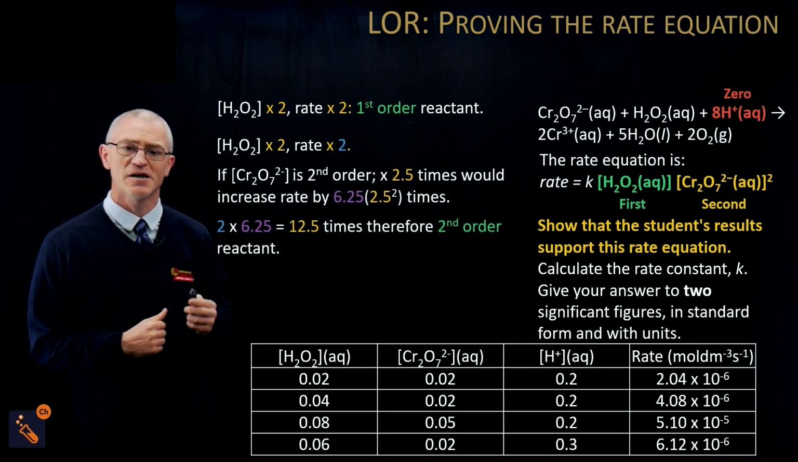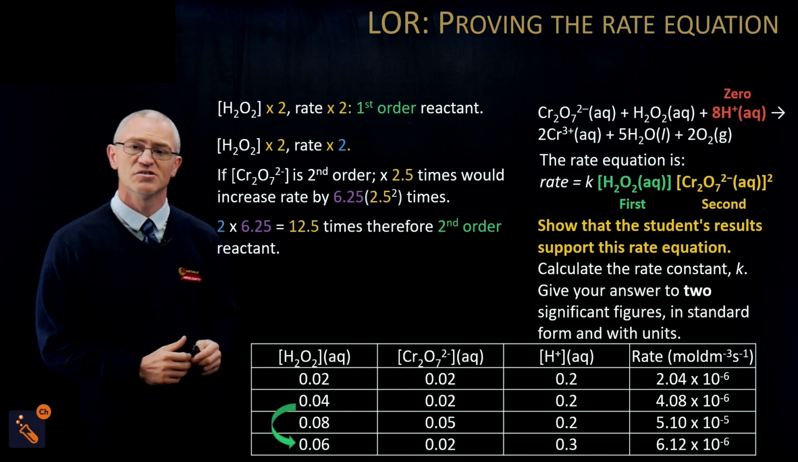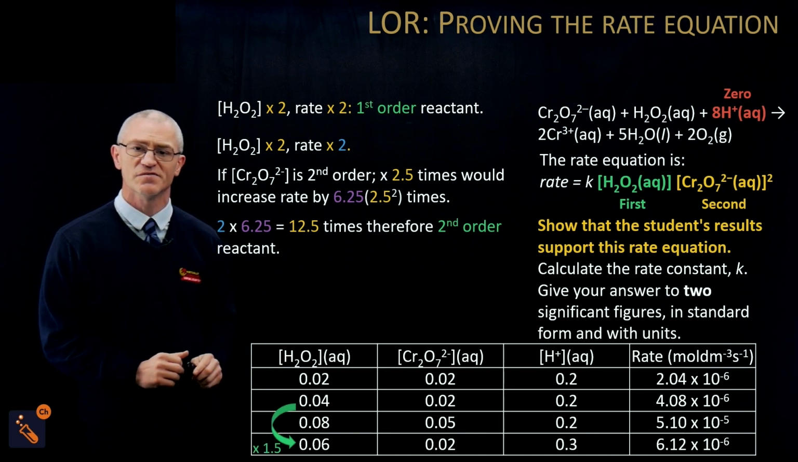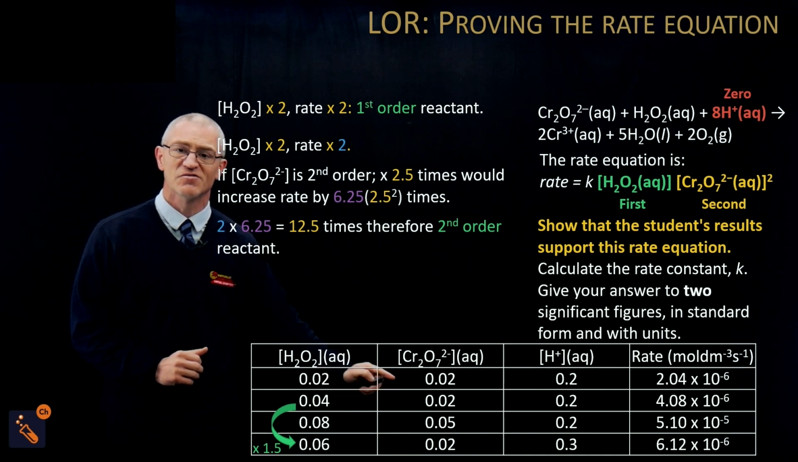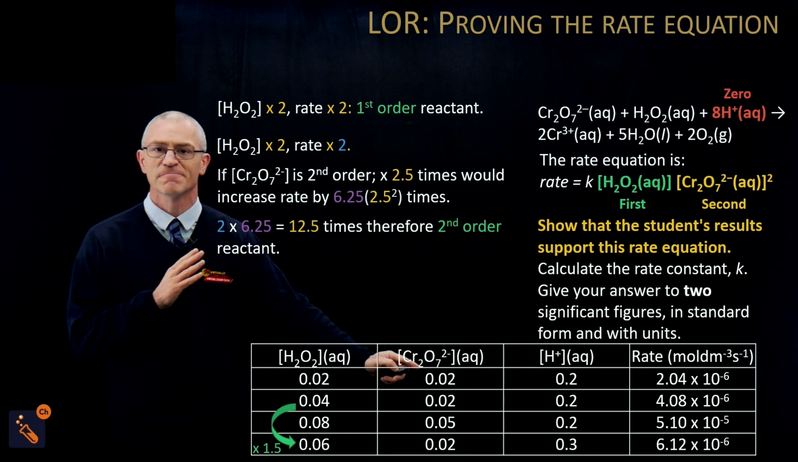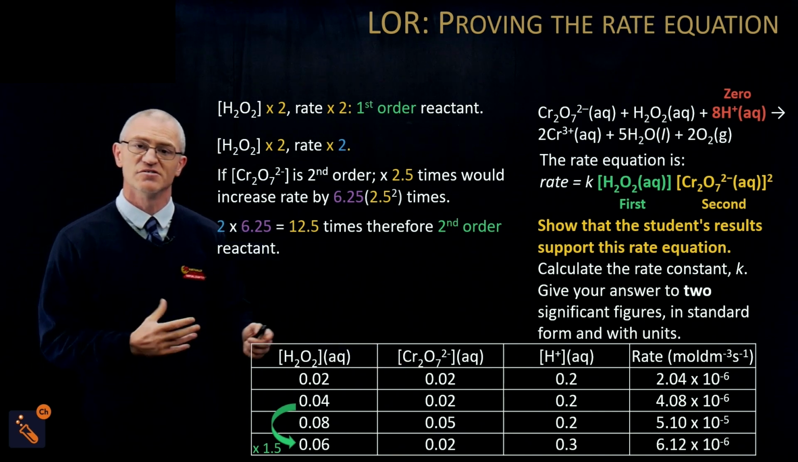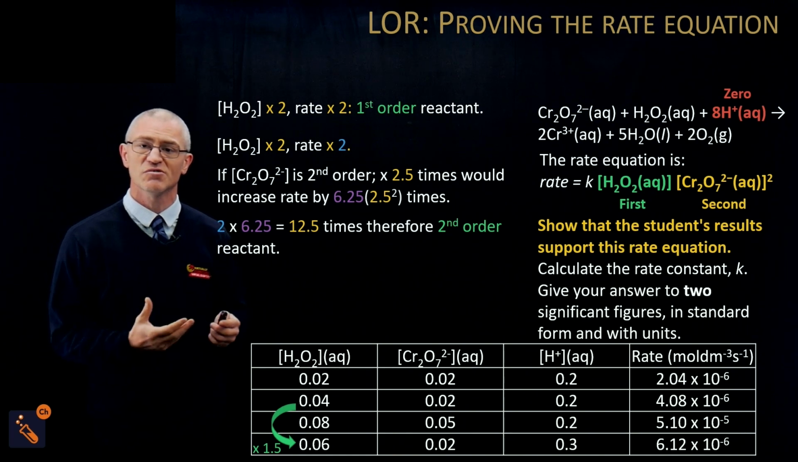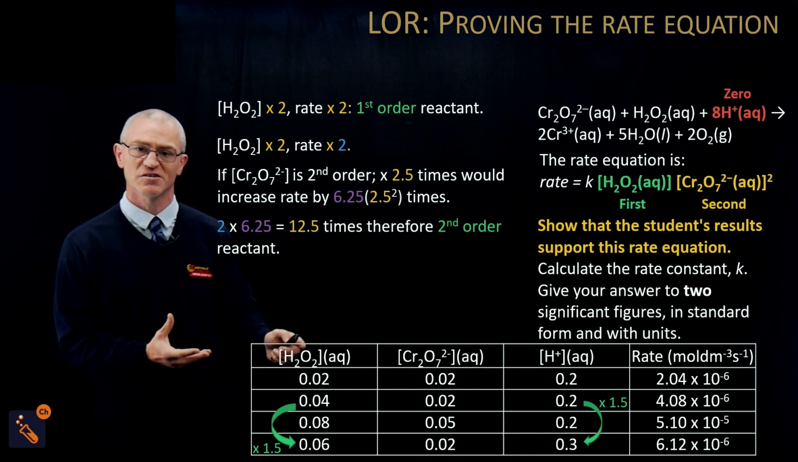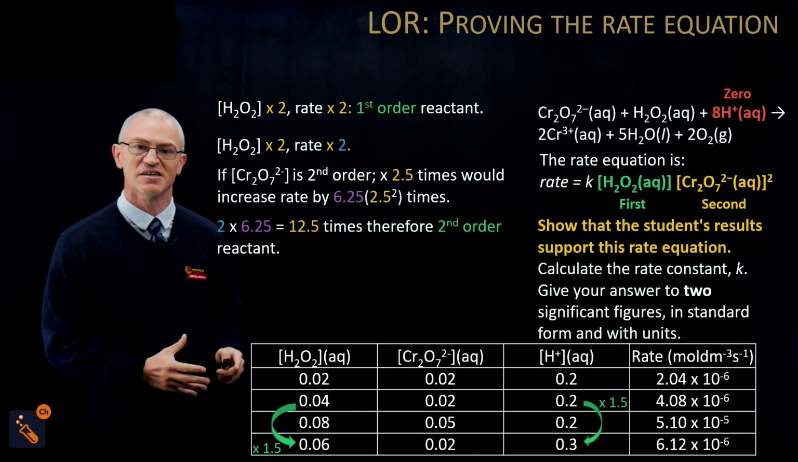So in our H+, we need to compare, for example, going from the second to the fourth. Now, if we're going from the second to the fourth, that's times by 1.5. The reason we've chosen the second and the fourth reactions is because, if you look over here, you can see that the hydrogen ions are going from 0.2 to 0.3. So they're also timesing by 1.5. Because they're times by 1.5, and we already know that the H2O2 is first order, we can see if there's any change there to the rate.